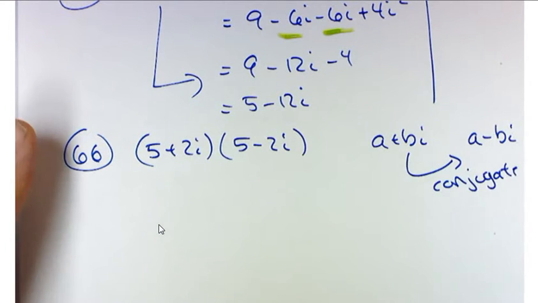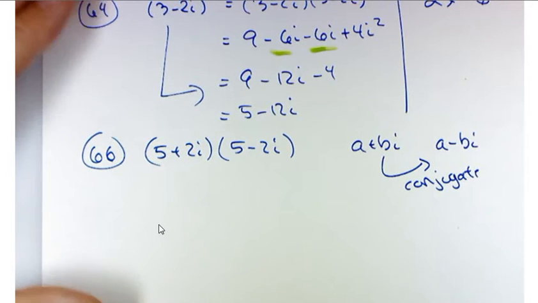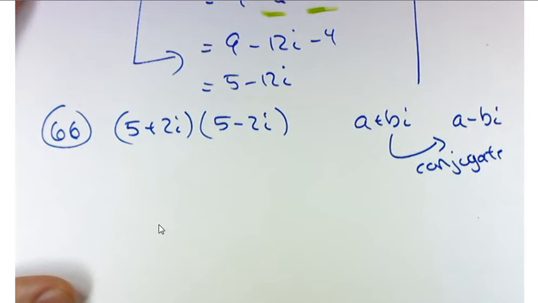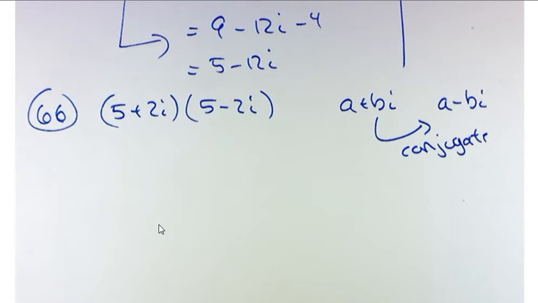And vice versa. If you had a minus bi, its conjugate would be a plus bi. But your goal here in problem number 66 is to multiply the two complex conjugates. You should get kind of a surprising answer. There's a lot of nice simplification that goes on with this one. Yeah, still FOIL it.